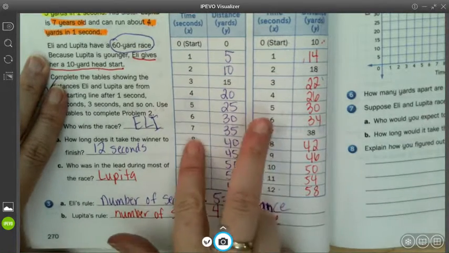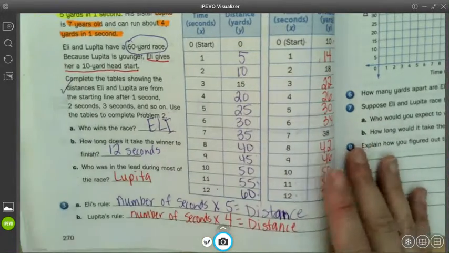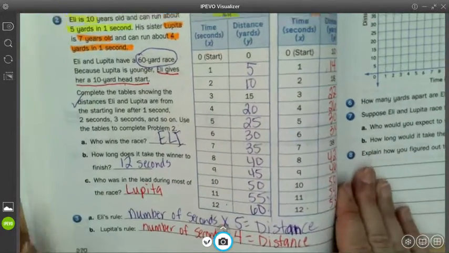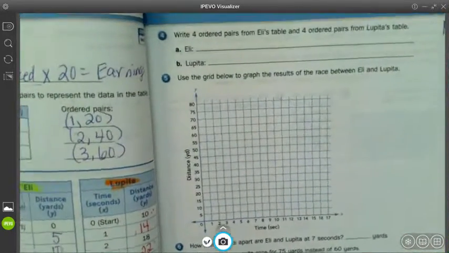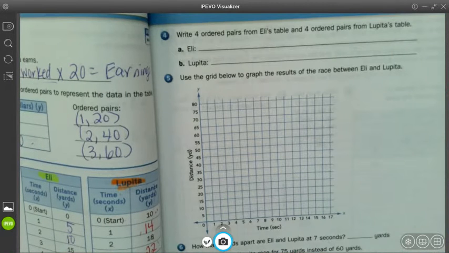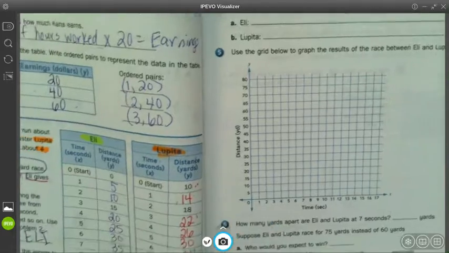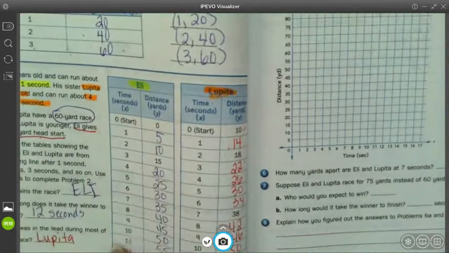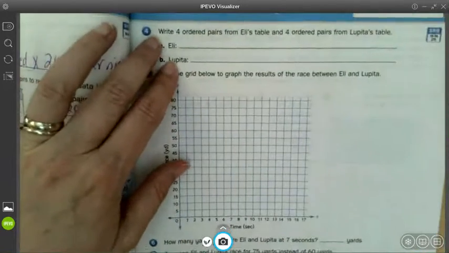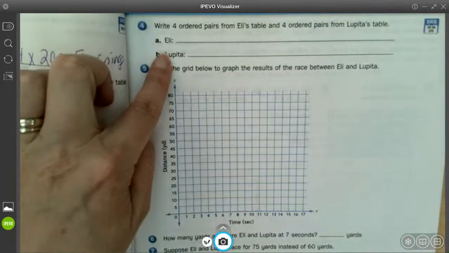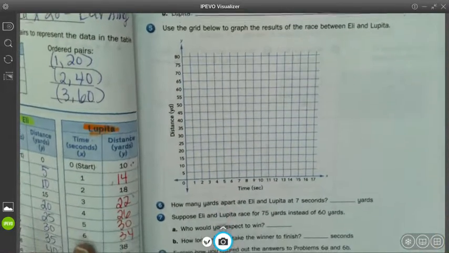Okay, so now you're seeing another way that we're using this table to make some comparisons between Lupita and her brother Eli. Let's continue on page 271. It says to write 4 ordered pairs from Eli's table and 4 ordered pairs from Lupita's table. So you can pick out any 4 from Eli, any 4 from Lupita, and you're going to write those down here. Then once you have your ordered pairs, you're going to graph Lupita's line and Eli's line.